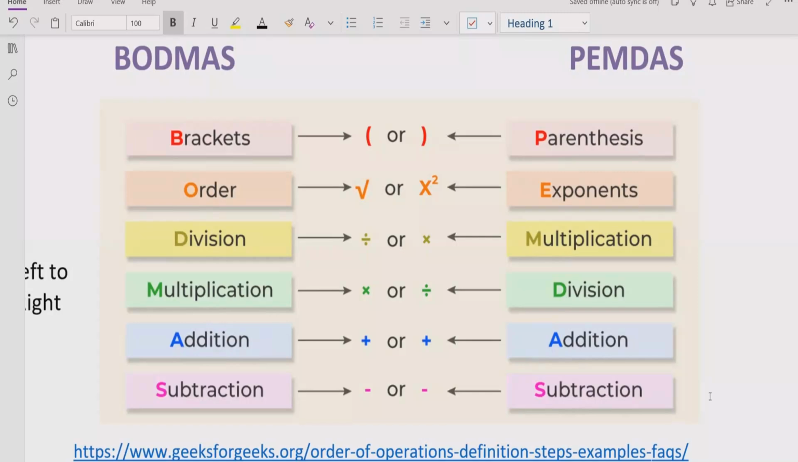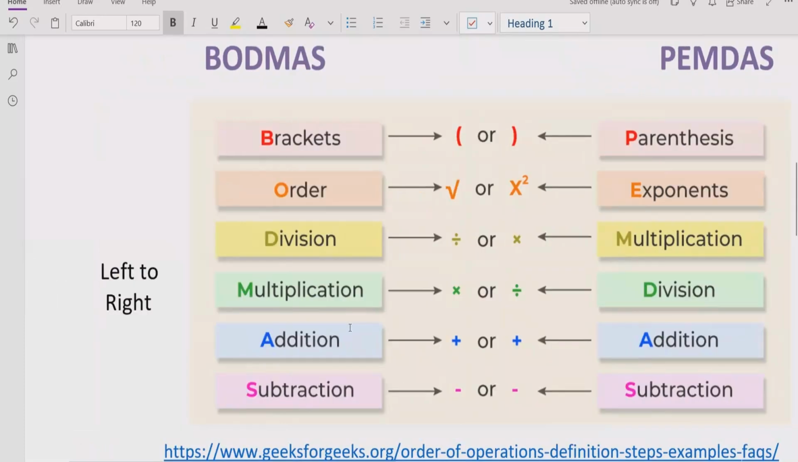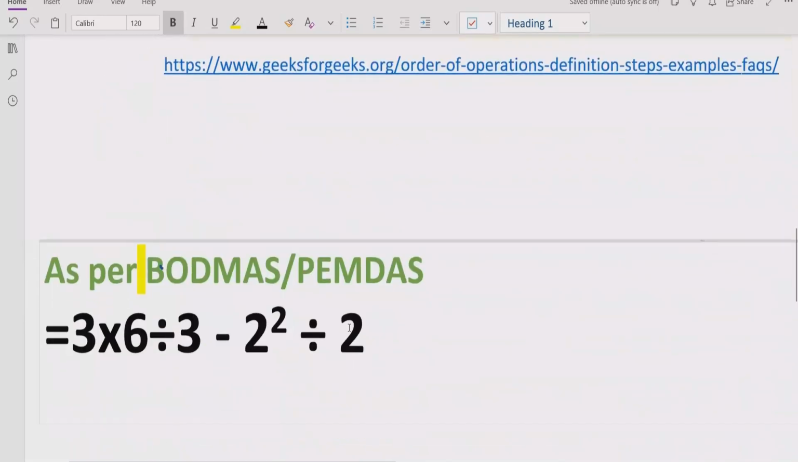Whether you are using BODMAS or PEMDAS, it is not necessary to differ. The rule is the same: you have to go left to right and find the division and multiplication. If division is coming first, you have to solve the division first, and if multiplication is coming first, you have to solve the multiplication first. Similarly, for addition and subtraction, we have the same rule. Now we have to move forward.